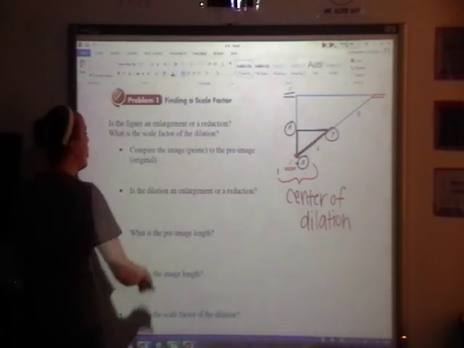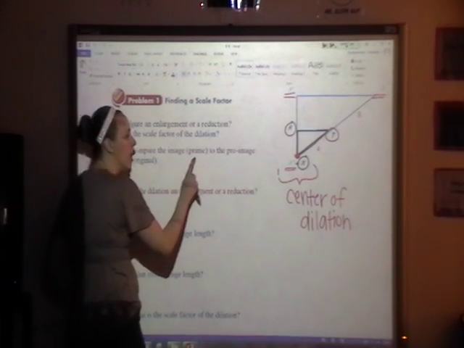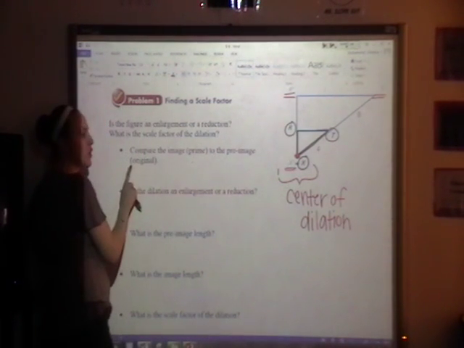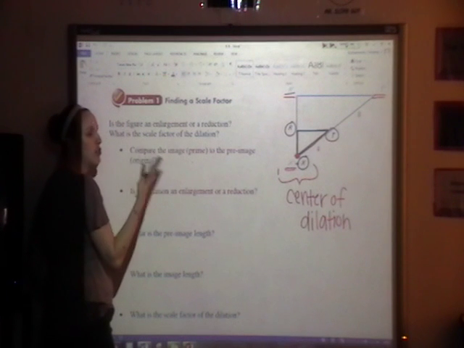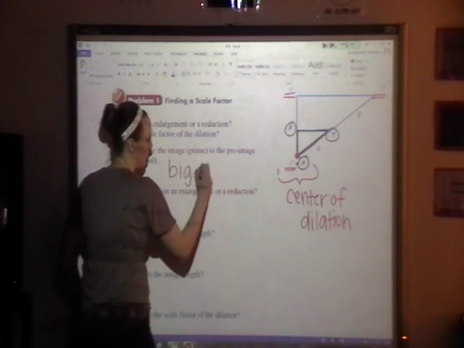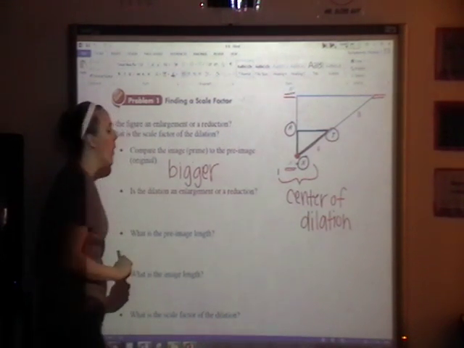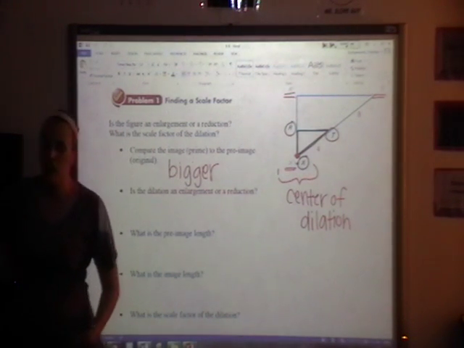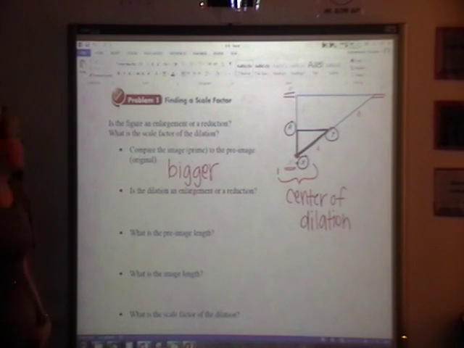So comparing your image, that's your primes, to your pre-image, that's your original, that's the stuff that we started with. You guys told me it got what, bigger or smaller? It got bigger. What do we call bigger? What is our mathematical term for bigger? Enlargement.